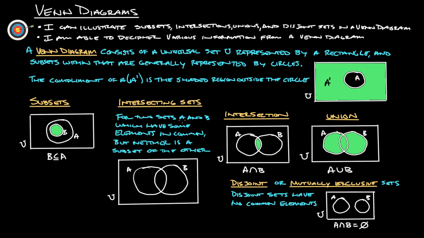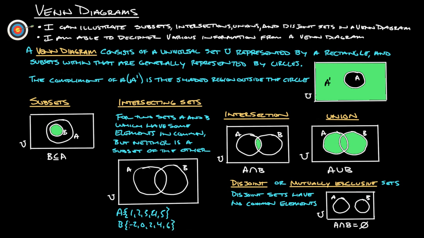Intersecting sets. For two sets, A and B, which have some elements in common, but neither is a subset of the other. So there are some elements that are in just A, some elements that are in just B, and some elements that are in both. So for example, set A would be 1, 2, 3, 4, and 5. Set B could be, I don't know, -2, 0, 2, 4, and 6.